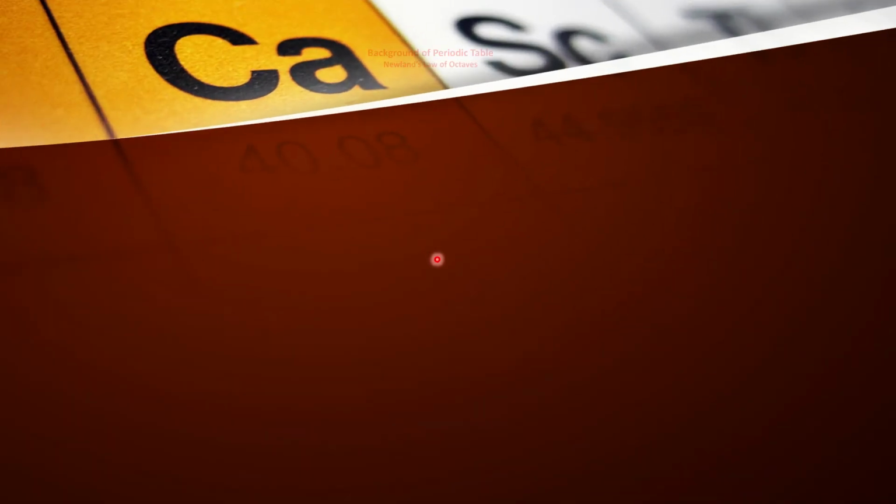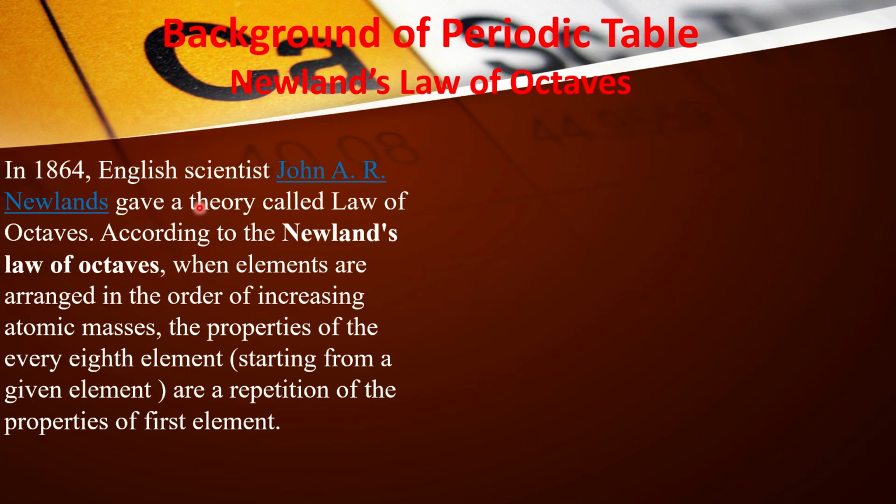Now, then after that, in 1864, English scientist John Newlands gave a theory called the law of octaves. He gave another theory. According to Newlands' law of octaves, when elements are arranged in the order of increasing atomic masses, the properties of every eighth element starting from a given element are a repetition of the properties of the first element.